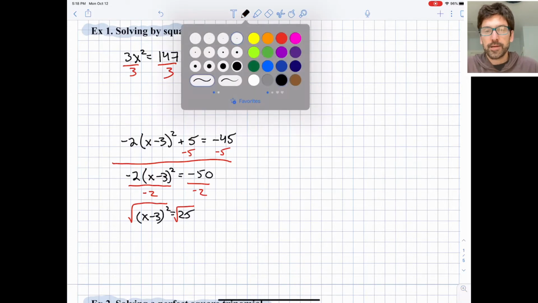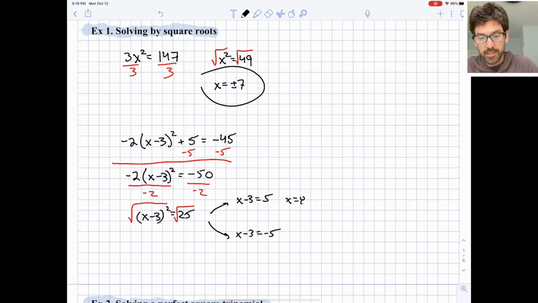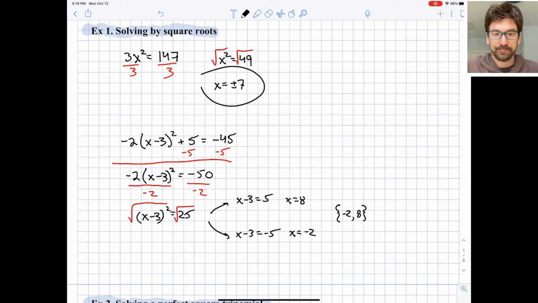And we're going to get what I call a double pathway. We have two numbers that square to be 25, okay? Positive 5 and negative 5. So one outcome is x minus 3 is 5, and another outcome is x minus 3 is negative 5. We can solve for x pretty easily. X here is 8, and x for the second one is negative 2. So those are my solutions. Negative 2 and 8 are the solutions to this equation.